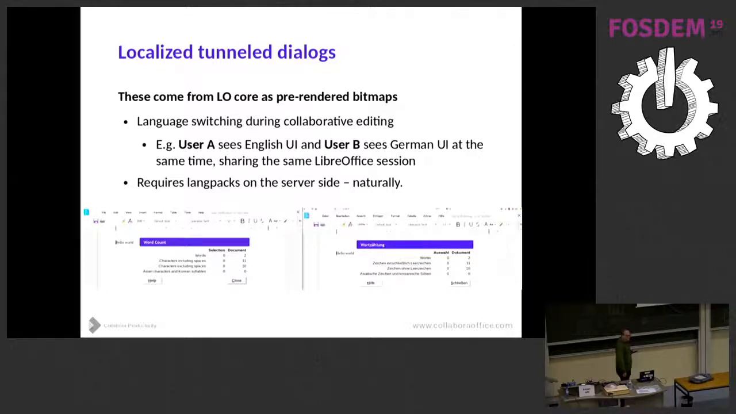In the next version of LibreOffice Online, we had these tunneled dialogues, which are basically pictures coming from the core, and obviously we needed language packs installed on the server side in order to see the localized dialogues. But the problem that we had to solve was that in the case of collaborative editing, one user sees, for example, German, and the other user sees, for example, an English user interface while editing the same document. So the language switching by view had to be solved at the core.